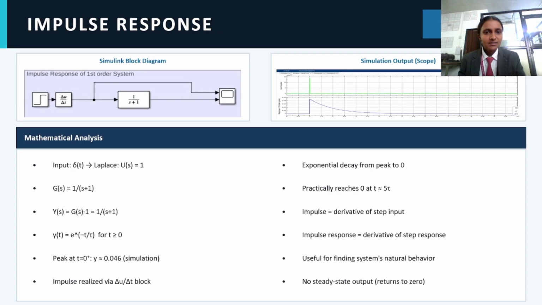Now, next is the impulse response. The input is applied for a very short duration at time t equals 0 with very high magnitude. The output is given by y of t equals e to the power of minus t by tau. In this case, the response starts from a maximum value and then decays exponentially to 0. This response represents the natural behavior of the system. Also, an important relationship is that the impulse response is the derivative of the step response.